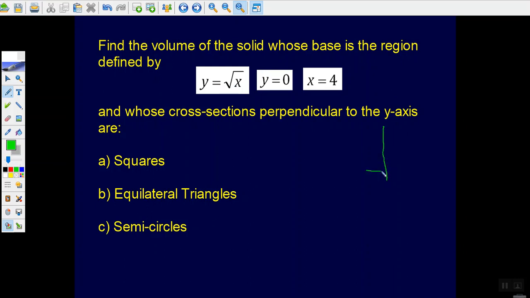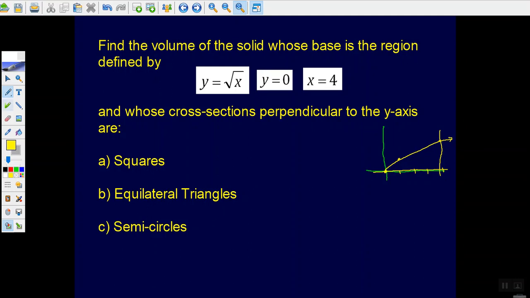I'm going to try and draw that over here. Okay, so the square root x function starts at 0, 0, and then would go to 1, 1, and then when you go to 4, it's going to have a y value of 2, and it kind of bends around like this. Okay, then y equals 0 is the x-axis, and x equals 4 is this vertical line. So here's the region right there.